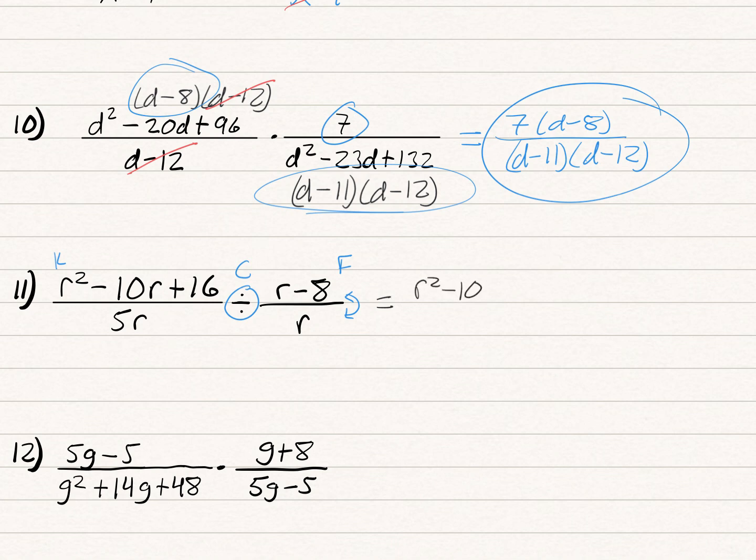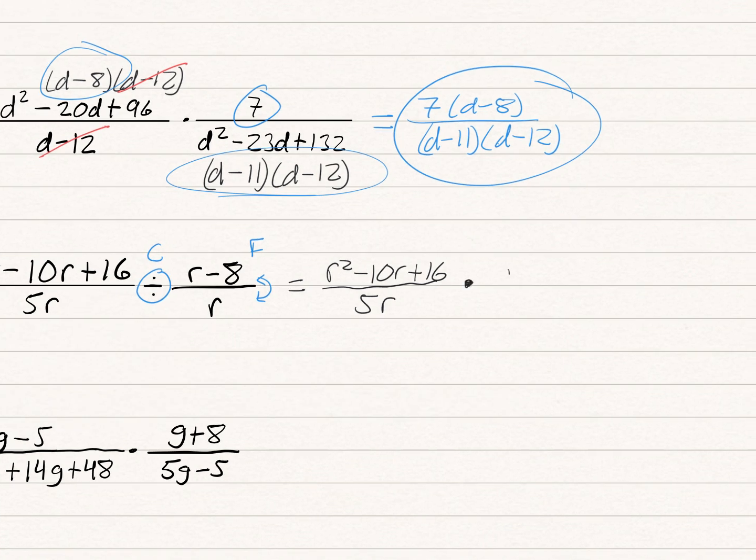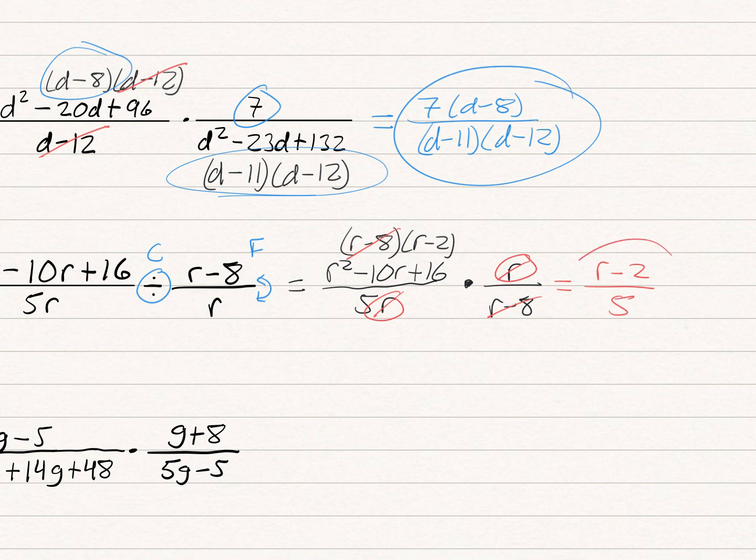Keep, change, flip. So we're going to keep r squared minus 10r plus 16 over 5r, change division to multiplication, and then flip r over r minus 8. And then you want to factor r squared minus 10r plus 16. We get r minus 8 and r minus 2. And then we can cancel out the r minus 8. We can also cancel out an r, right? R and r cancel. So on the top we have r minus 2, on the bottom we have a 5.